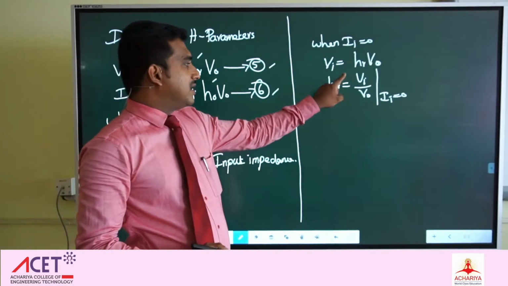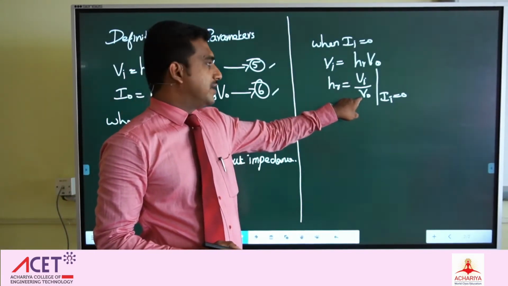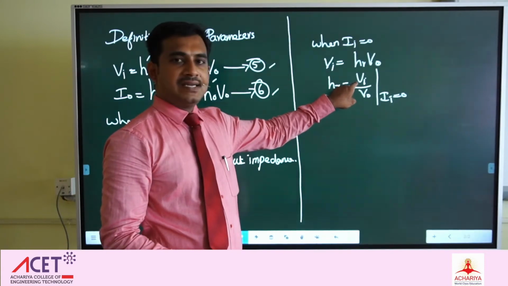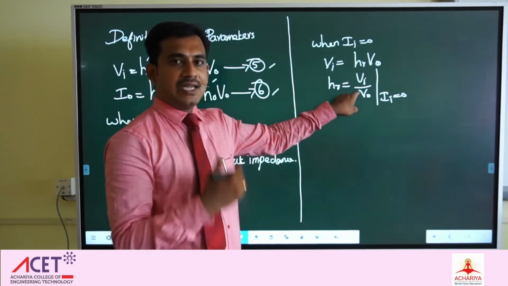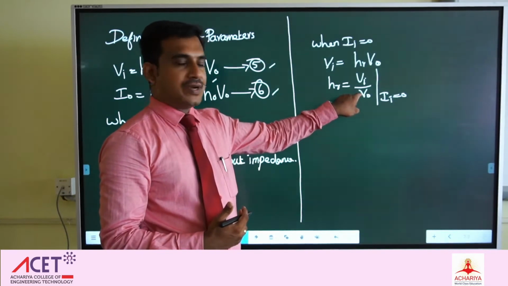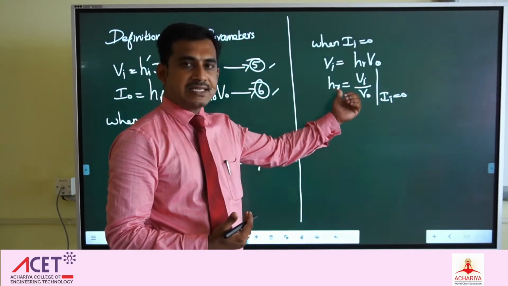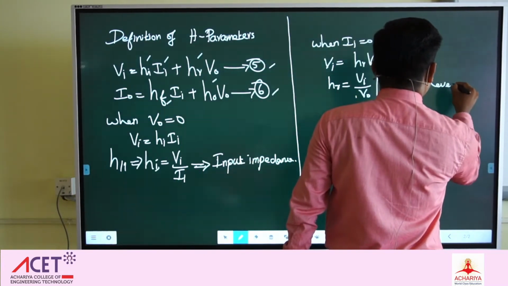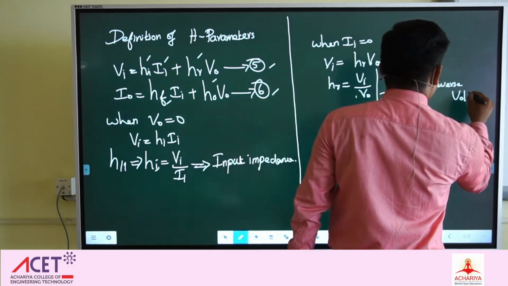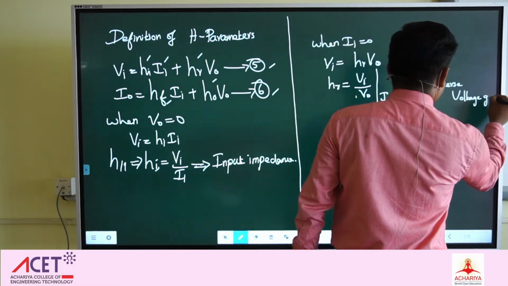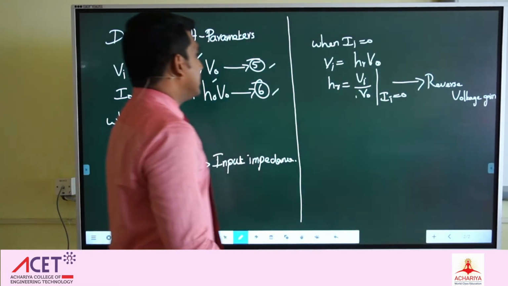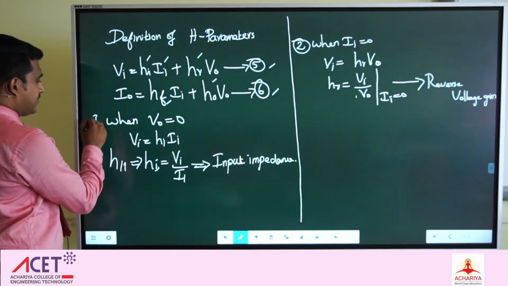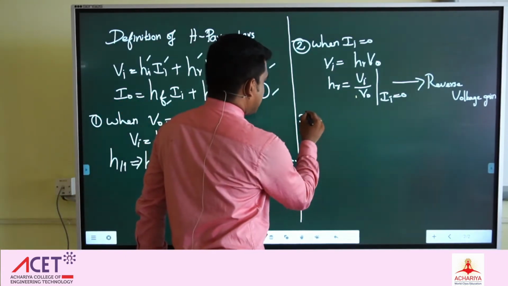This equation is nothing but input voltage divided by output voltage. If it were output voltage divided by input voltage, we could say it is a forward voltage gain. But here the equation says Vi divided by V0, input voltage divided by output voltage. That's why we are naming this parameter as Hr, reverse voltage gain. This is the second parameter, and that was the first parameter. Now coming to the third parameter.